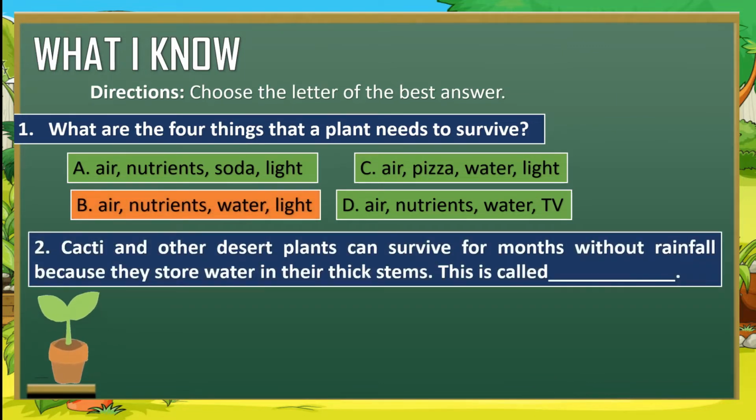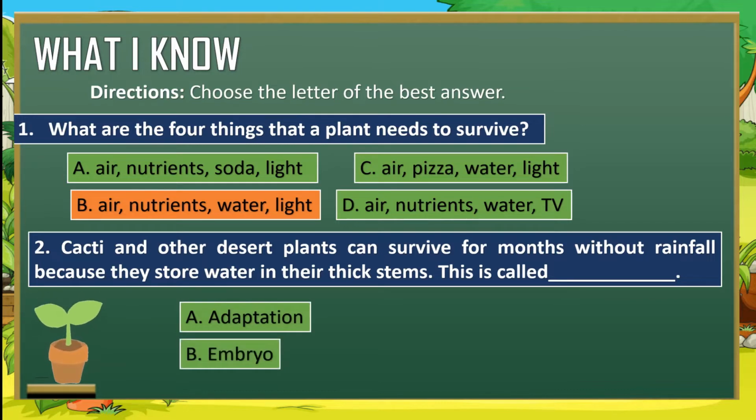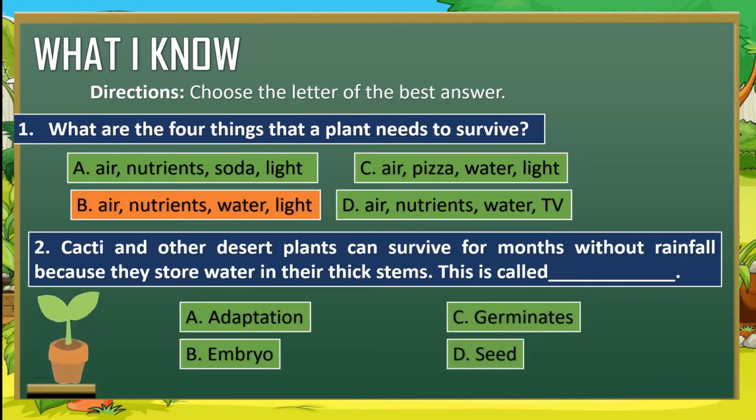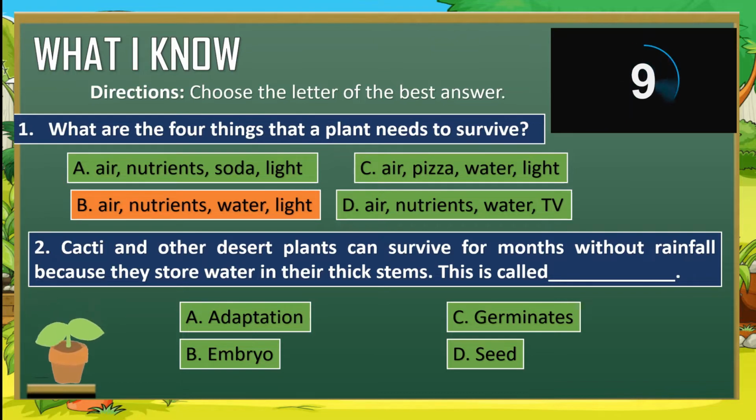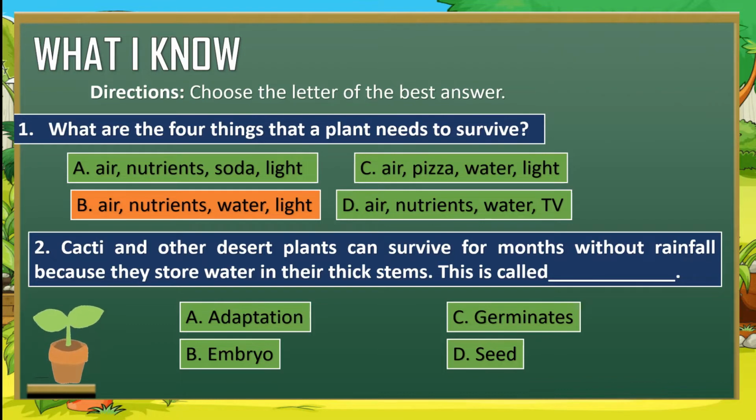Number 2. Cacti and other desert plants can survive for months without rainfall because they store water in their thick stems. This is called blank. A. Adaptation. B. Embryo. C. Germinates. D. Seed. Key in your answer. Timer starts now. The answer is adaptation.